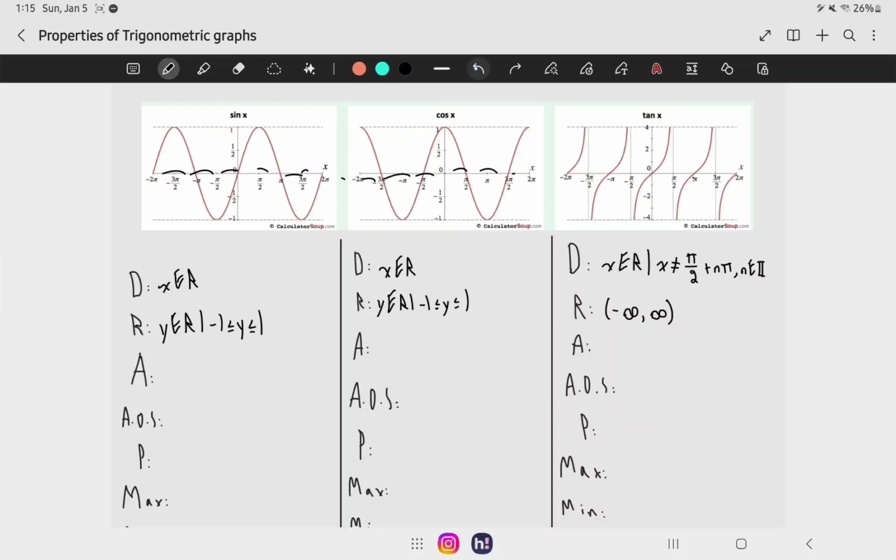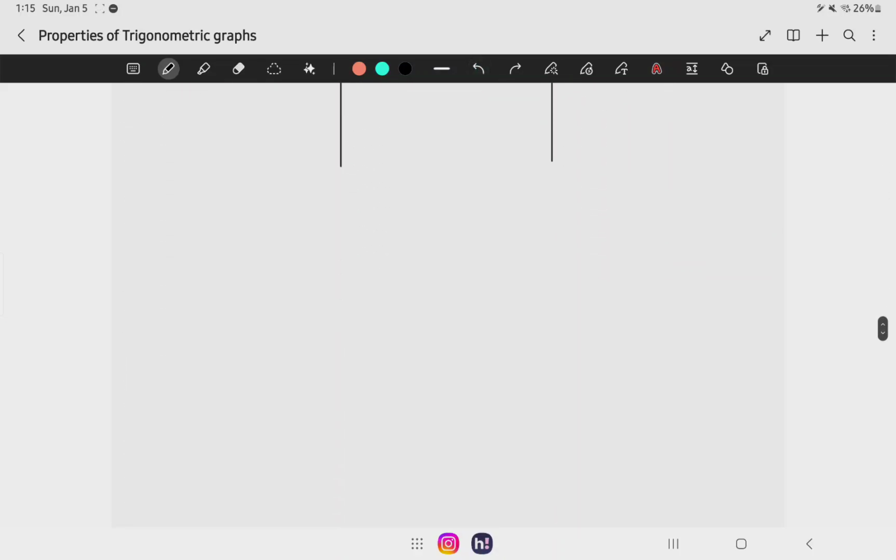So to find the amplitude, let's just go down a little. You can use a math formula for it: you take the y max minus the y min and divide that by 2, and you get your amplitude. That's the main formula you can use for amplitude.